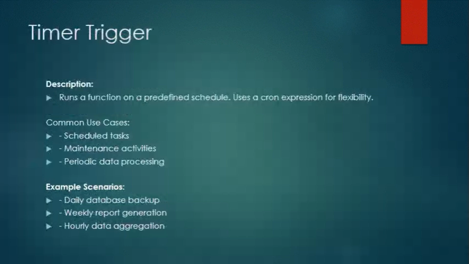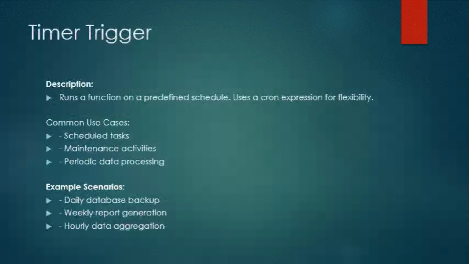Event Grid trigger basically runs a function in response to an event published on Azure Event Grid. So whenever an event is published to Azure Event Grid, this function will trigger. In that case, whenever you want to perform some action based on the event received, we can use the Event Grid trigger.